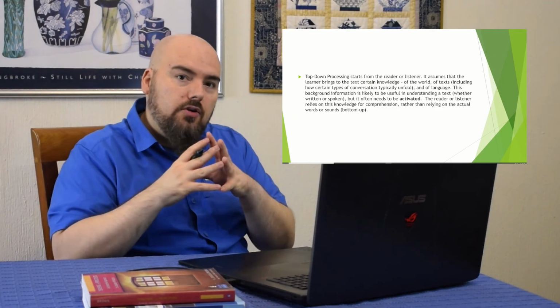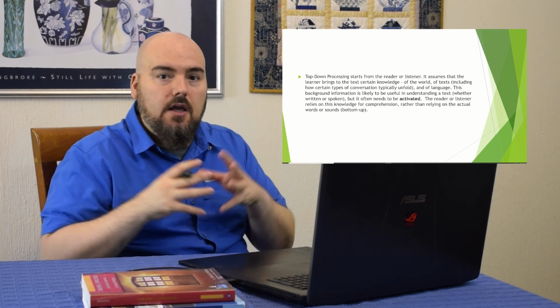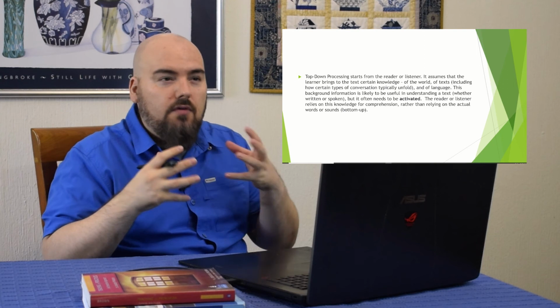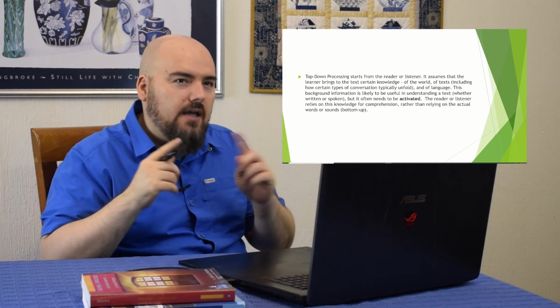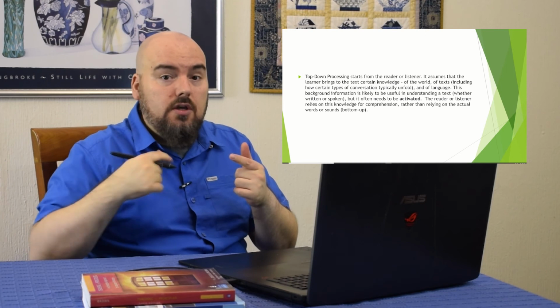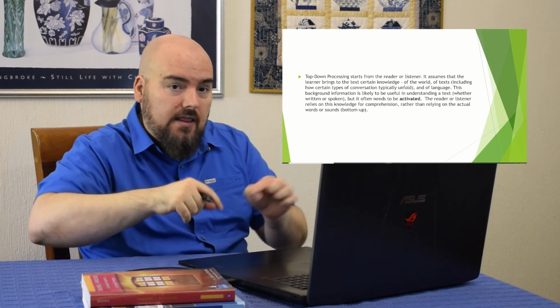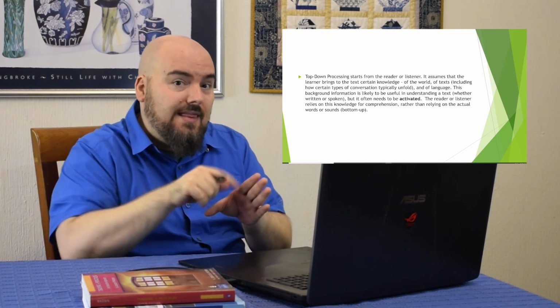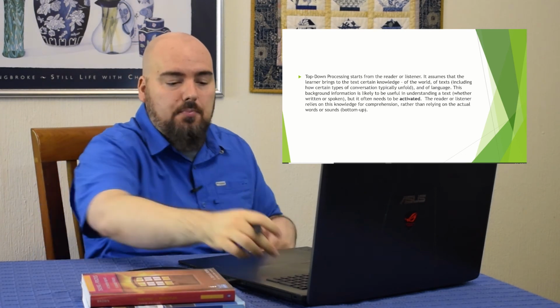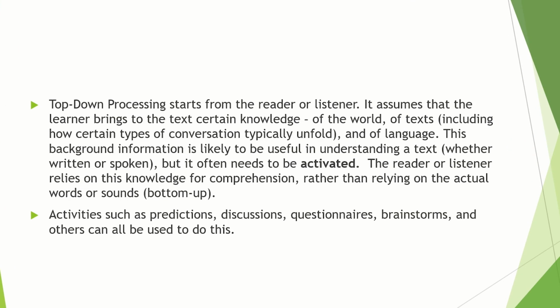So when you're doing top-down processing, you do inferences, you do guesswork, you sort of understand and you go like, I think it's because of that. But I think it's because of that is using your schema rather than looking at the paper and the words and this says this, but what do I understand? And that is top-down processing. So activities such as predictions, discussions, questionnaires, brainstormings, and others can be used to do this. Let's do a couple of examples.